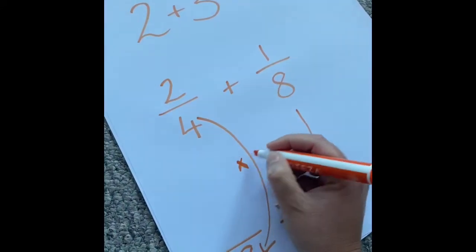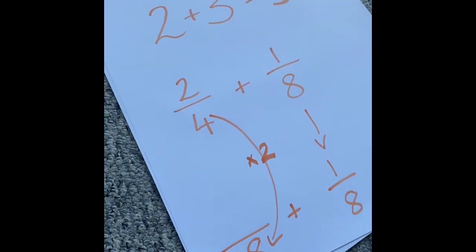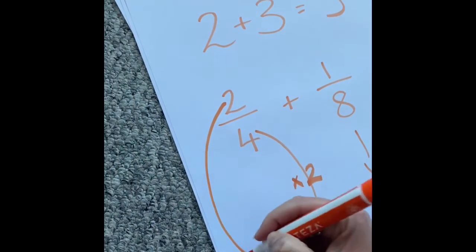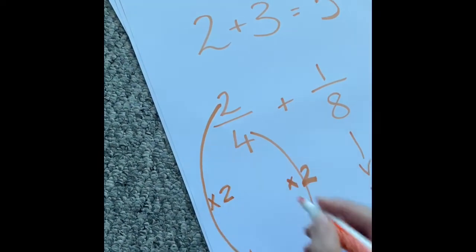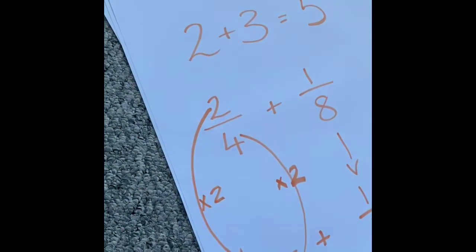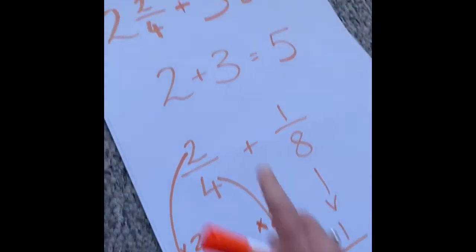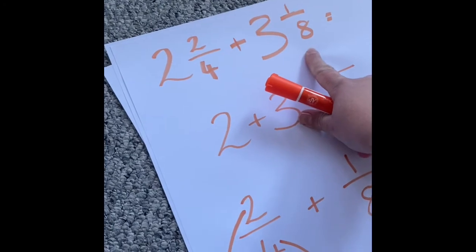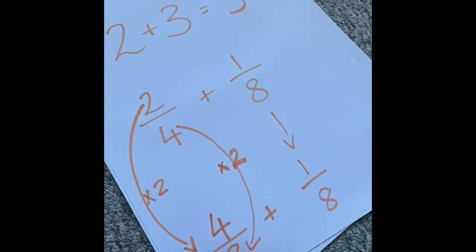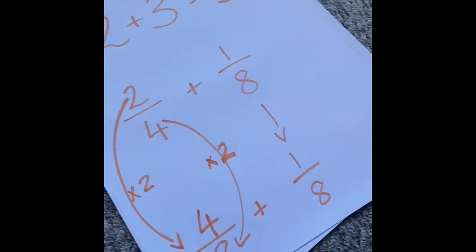So I'm going to double it, so I'm going to multiply it by 2. What do I always do to the numerator that I do to the denominator? Do exactly the same. I'm going to multiply it by 2. 2 lots of 2, 2 groups of 2, 2 lots of 4. So now my 2 quarters and my 1/8. My 1/8 is staying with me, but I've changed this into 4/8. So now I have 4/8 plus 1/8.